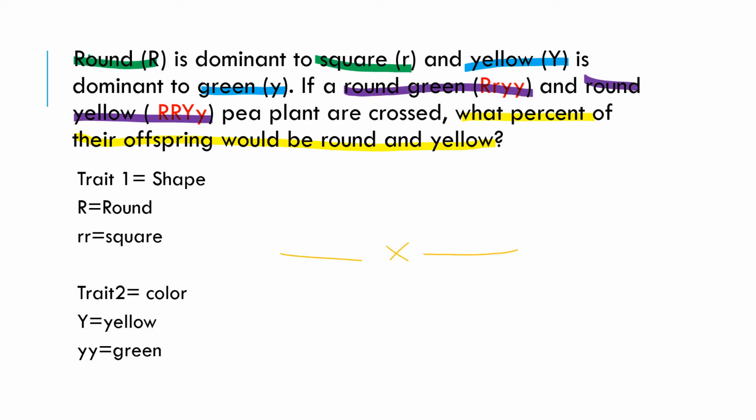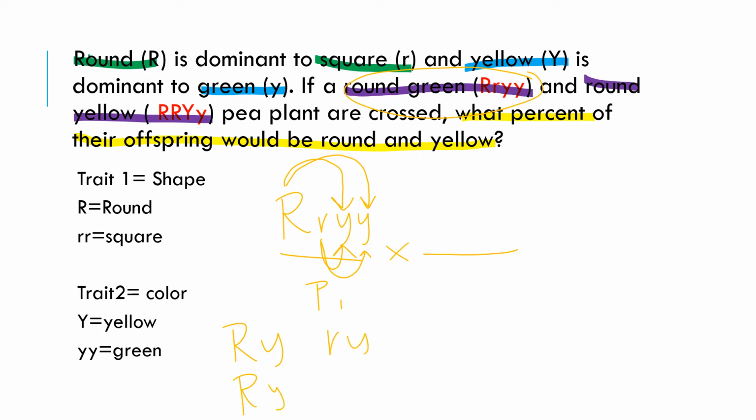So I'm going to say parent 1 is this one right here, the round green. It is capital R with little y's and a little r. I want to get all the combinations that this parent will put into, let's say it's a female, her eggs. So capital R can go with little y. Capital R could also go with this little y. Can anything else go with that first capital R? Nope. Go to the second r. So little r, little y, and little r, little y. So that means in the egg we'll have a big R with a little y, we'll have a big R with a little y, and then we'll have a little r with a little y, little r with a little y.